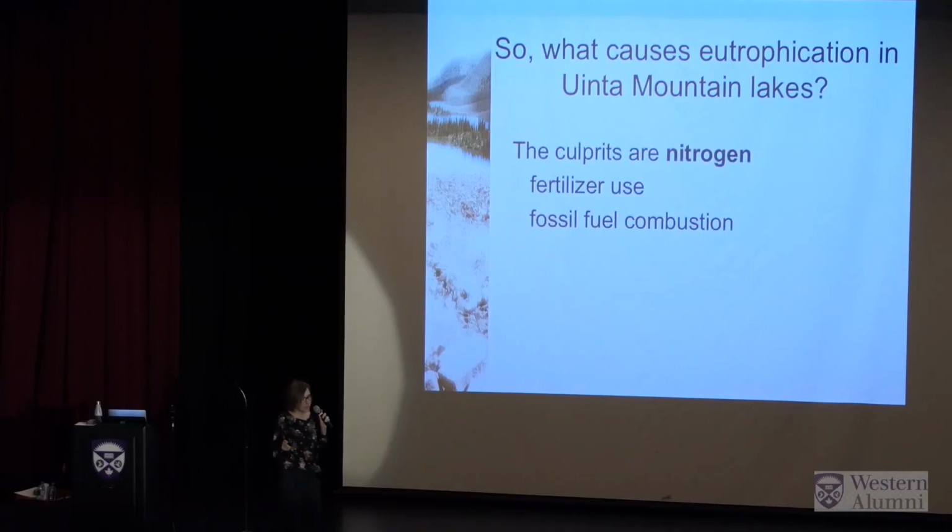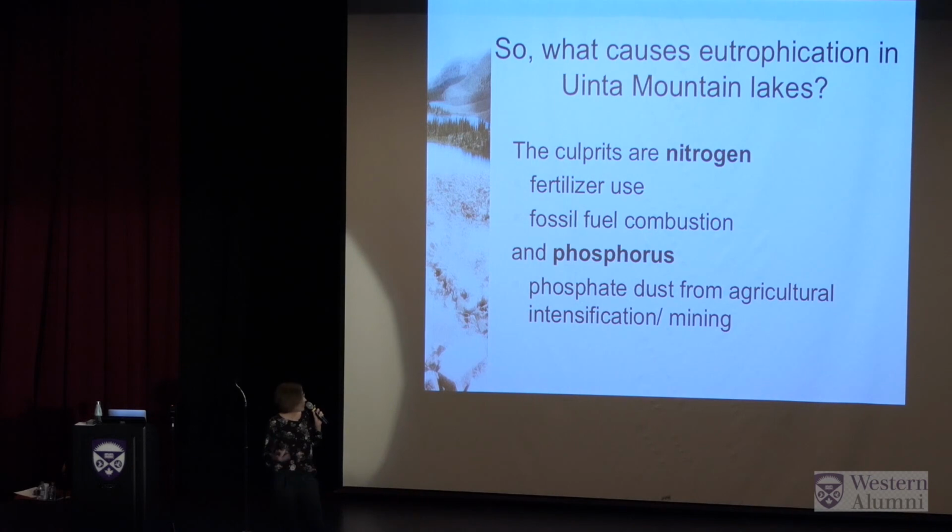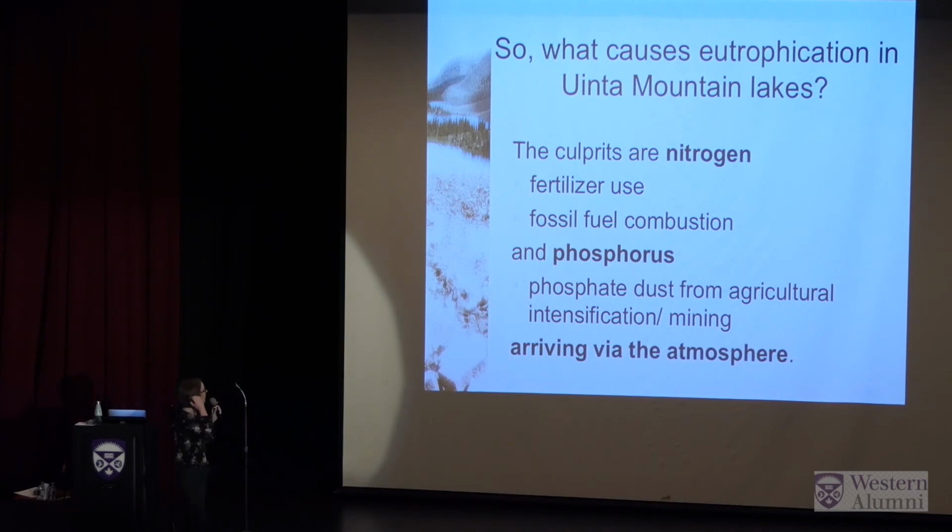So what causes eutrophication in mountain lakes? So the culprits are nitrogen from fertilizer use and fossil fuel combustion, and phosphorus, so phosphate dust from agricultural intensification and mining. And these are arriving through the atmosphere.